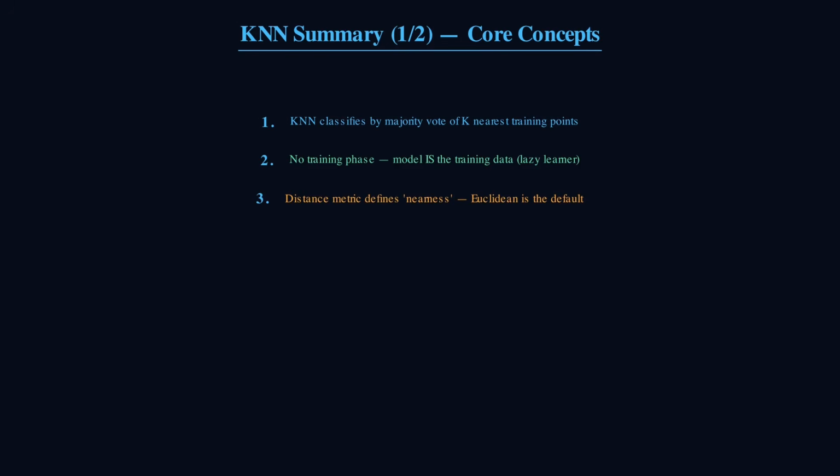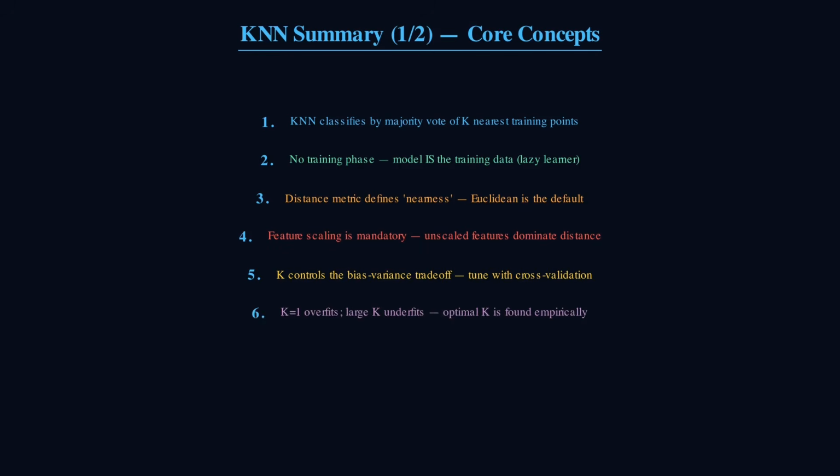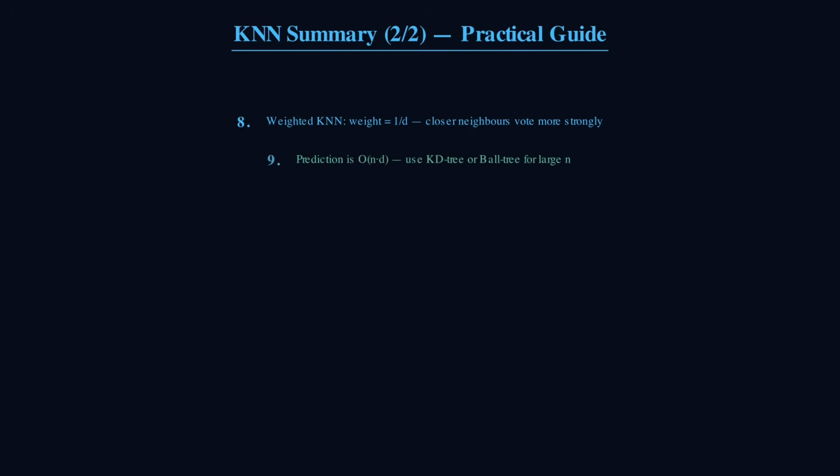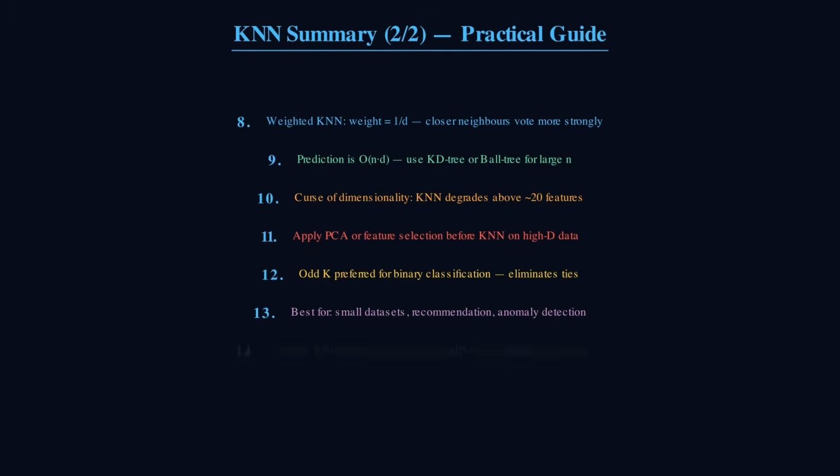KNN shines on small, low-dimensional datasets. Recommendation systems, anomaly detection, medical diagnosis, and image recognition baselines. Its main weakness is prediction speed. Every query scans the entire training set. Use a KD tree or ball tree to speed this up dramatically for large datasets.